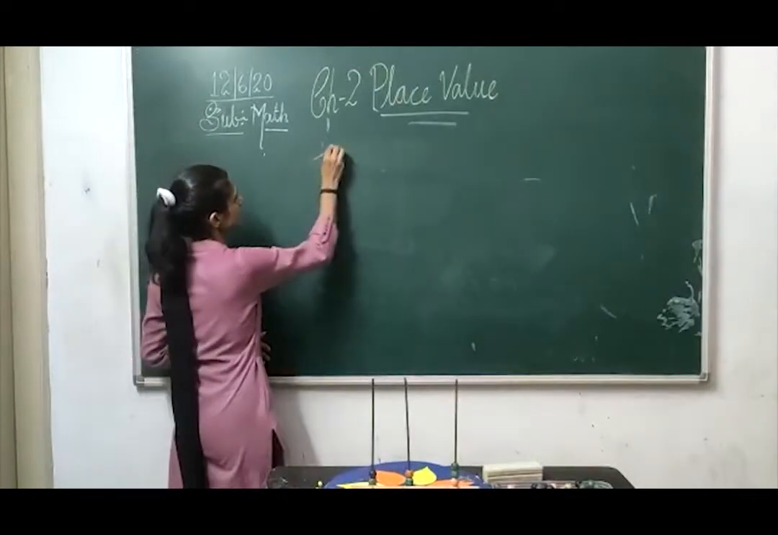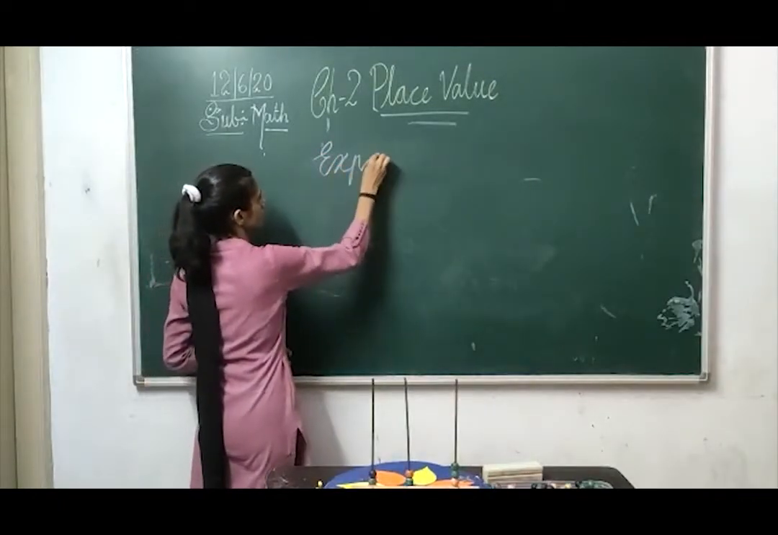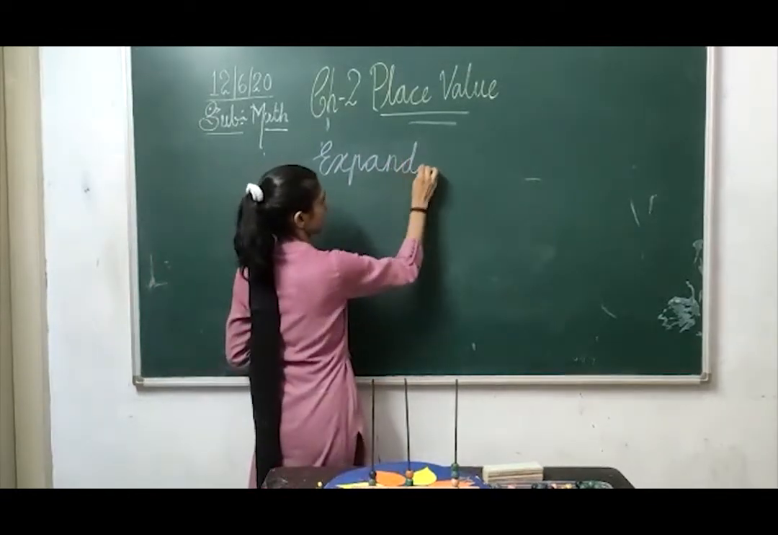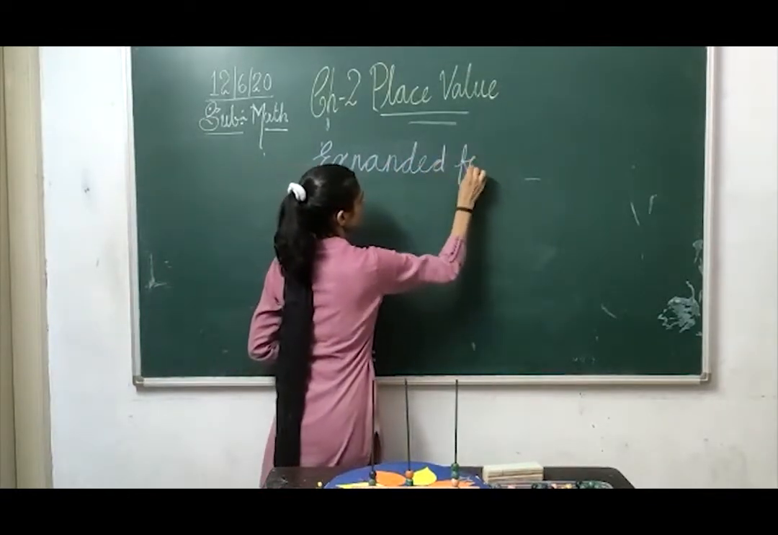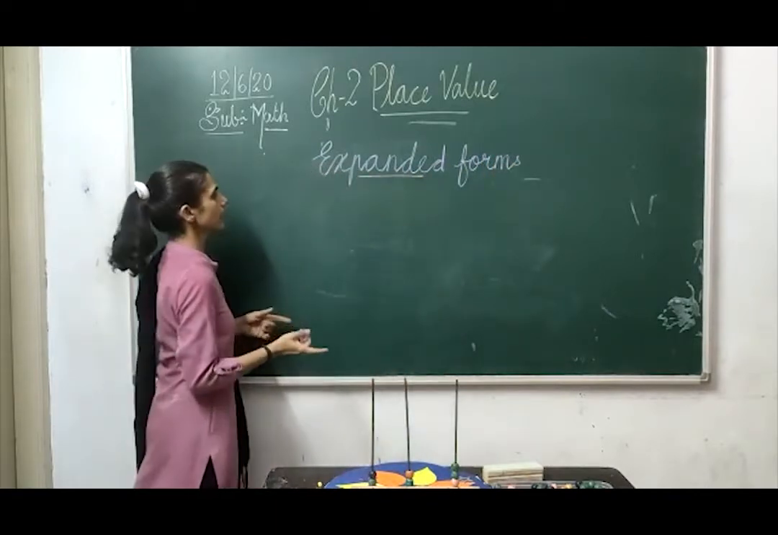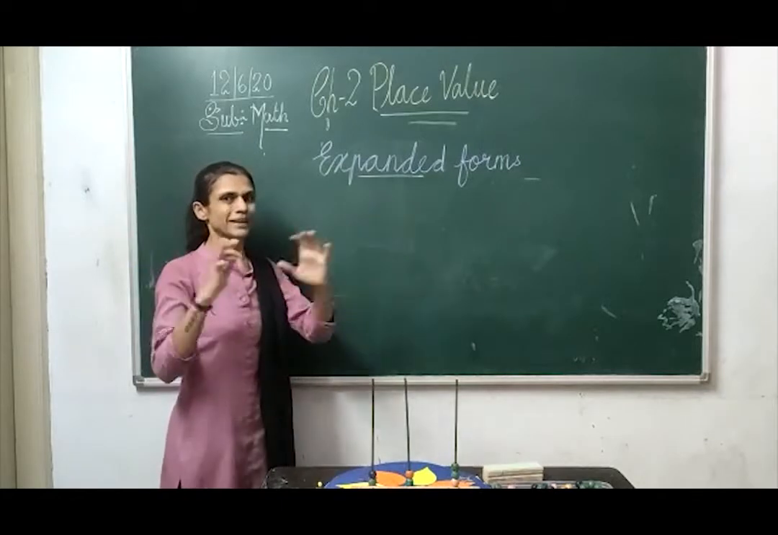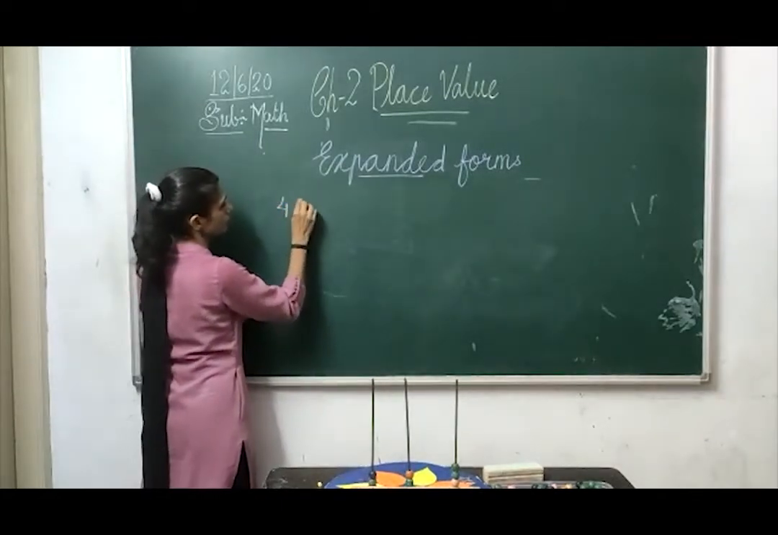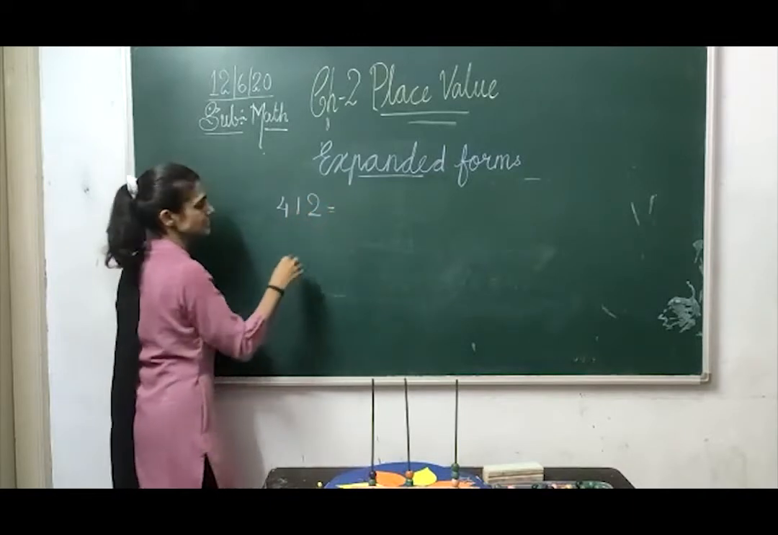Our second topic is expanded form. As you have learned in the first chapter, you have learned what expanded form is. Same here. If I want to expand a number, how do I expand it? If I write 4, 1 and 2, I want to expand it.